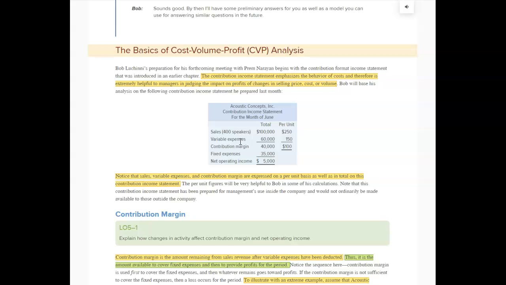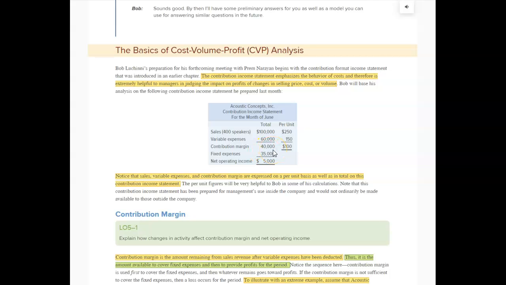Now the variable expenses is computed by taking $150 per unit for variable cost times the 400 speakers, the units that we are selling. So 400 times 150 gives us $60,000 in variable expenses. So subtract variable expenses from sales, sales revenue, and that gives us contribution margin of $40,000.